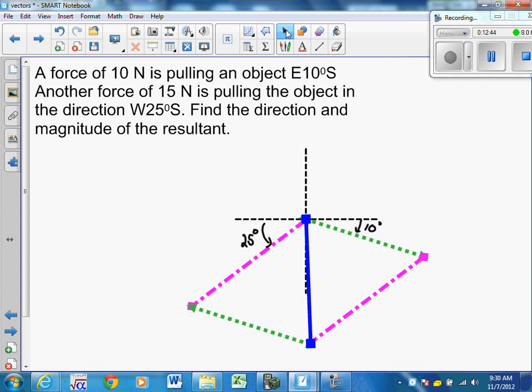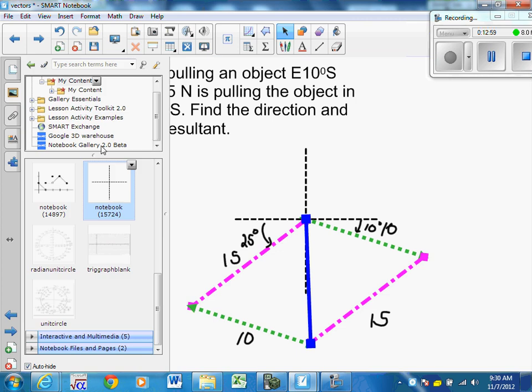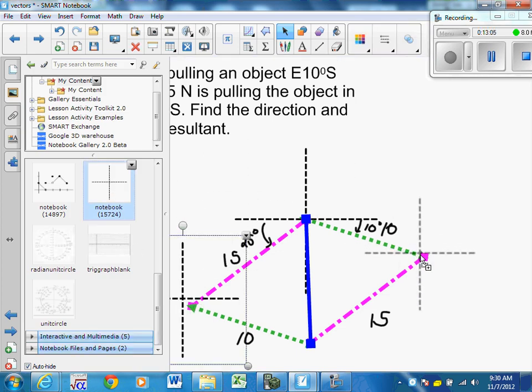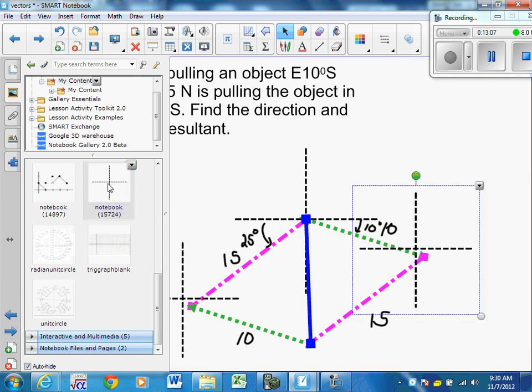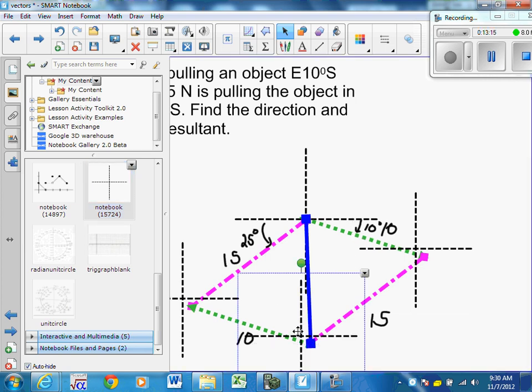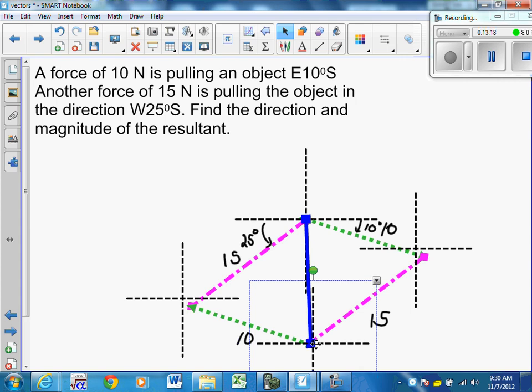So let's see. What do we know? We know that this side is 15. This side is 10. This side's 10, this side's 15. I'm trying to find blue, so I'm going to put these here just to think about where these are at. Okay. I'm guessing it's a little bit over there.